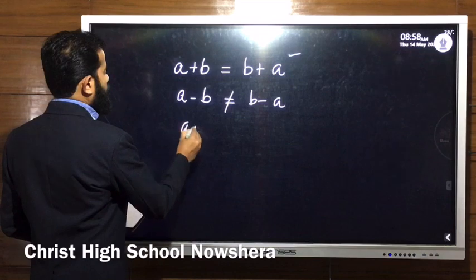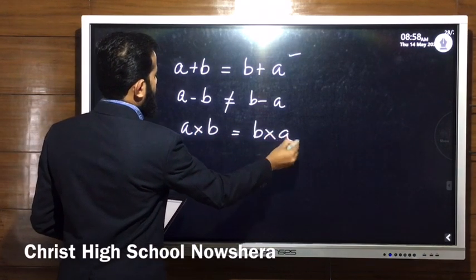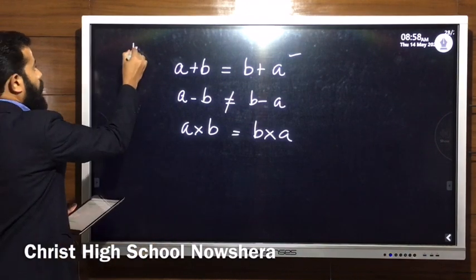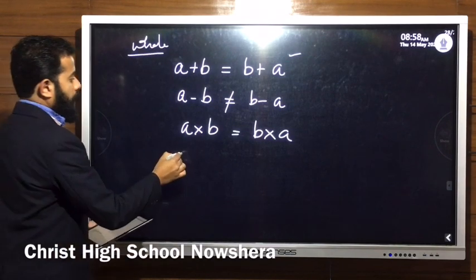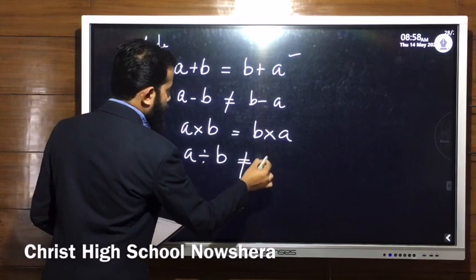Then multiplication: A into B is equal to B into A, which obeys the commutative property in the case of whole numbers. In other numbers they can be different. And division also is not holding the commutative property.